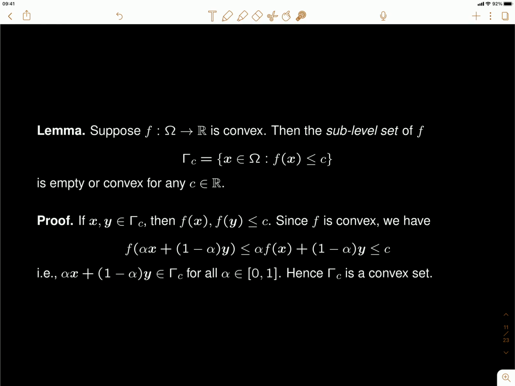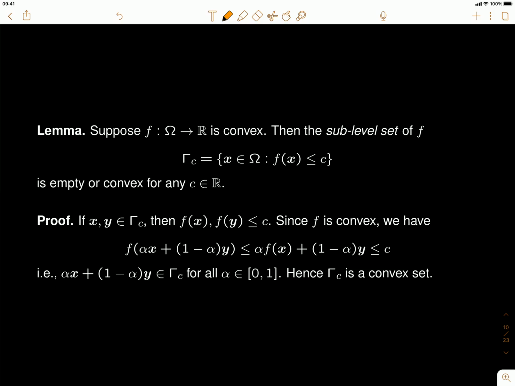Okay, now there are several simple consequences of that. So for example, if we know the function is convex, then the sublevel set of the function f must be convex. So the lemma here is to say that the sublevel set of function f is a convex set, and from there we can claim that the set of minimizers of a convex function will also form a convex set.